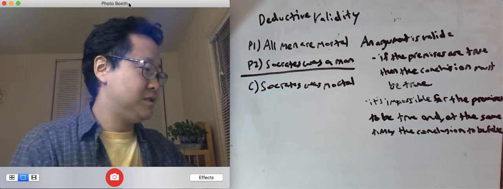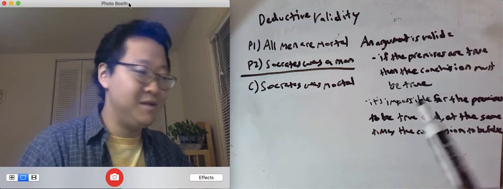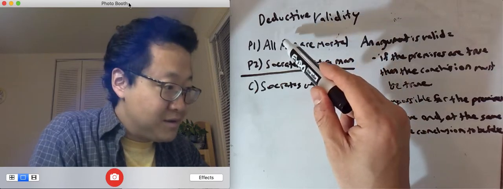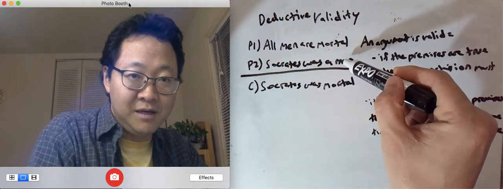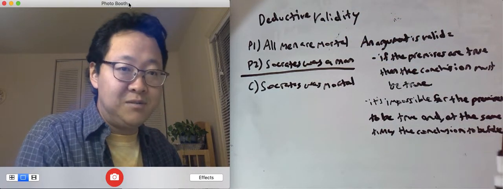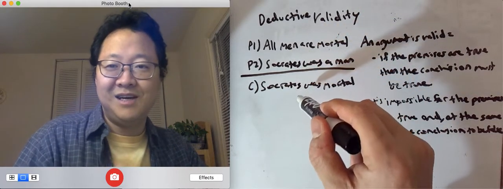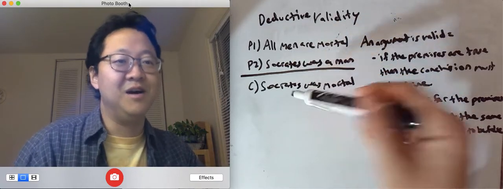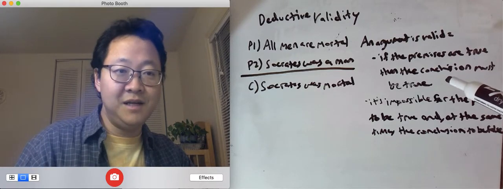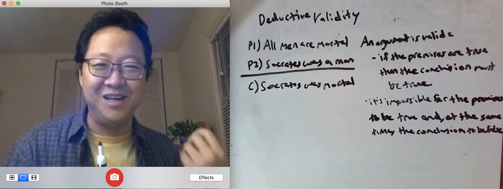So here's another definition of validity, and these turn out to be the same thing. It's impossible for the premises to be true, so it's impossible for this to be true, all men are mortal, and Socrates is a man, and at the same time the conclusion to be false. It's impossible for these to be true and this to be false. And if that's true, then this argument is valid, which it is. So these are our two definitions of deductive validity. I'll try to grasp them, and then we'll go into a deeper understanding of validity in the next video.